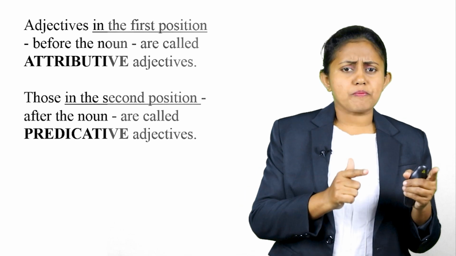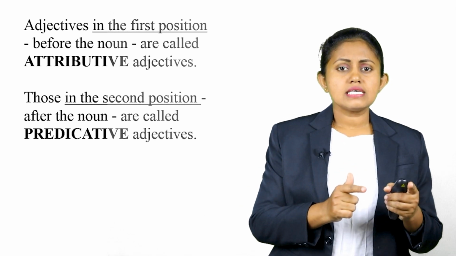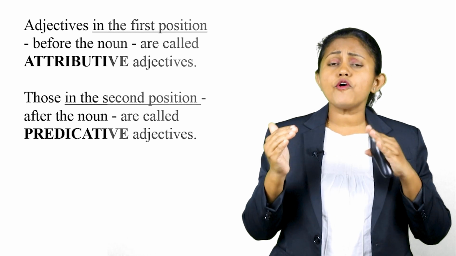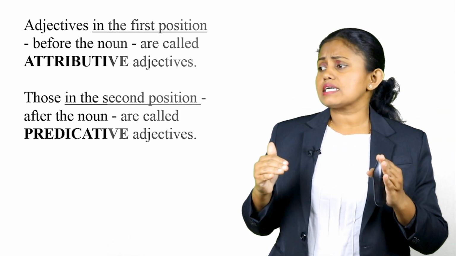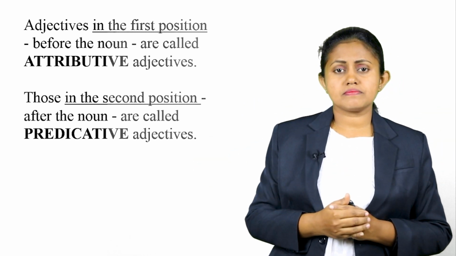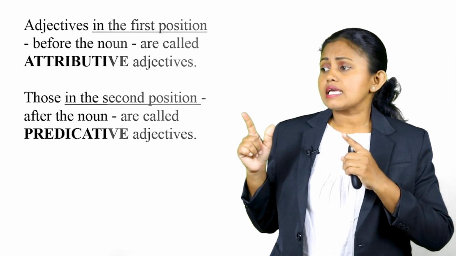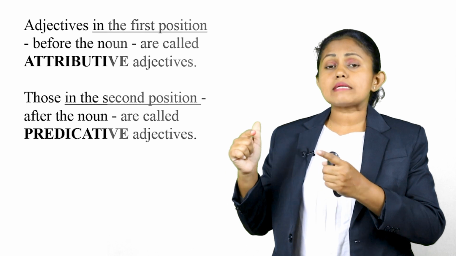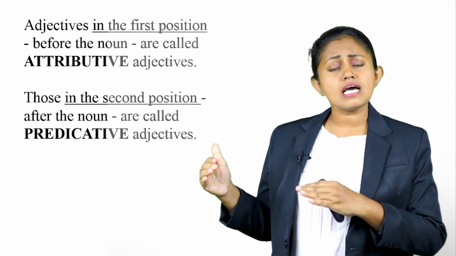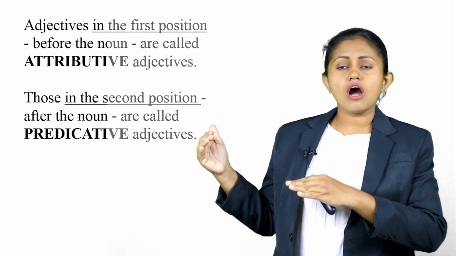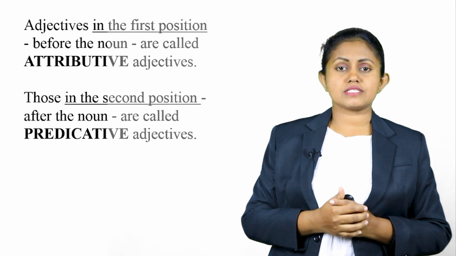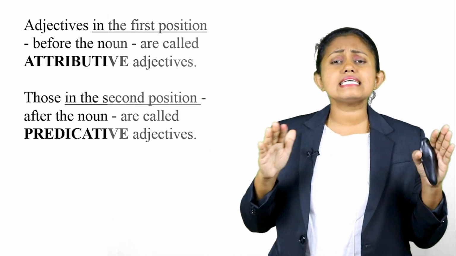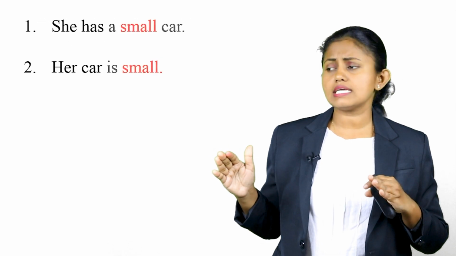Adjectives in the first position, that means before the noun. If there is the adjective before the noun, we call it an attributive adjective. But if that adjective is in the second position, that means after the noun, we call it a predicative adjective. So let's see some examples, then you can get a clear idea on these positions, right?